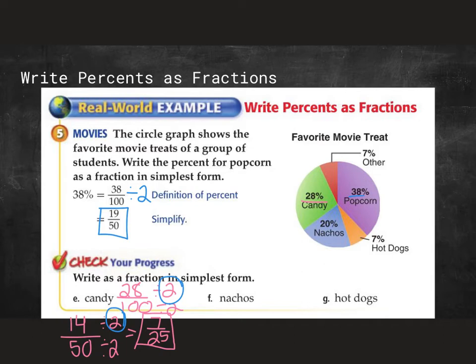Skipping over nachos, we're going to look at hot dogs. Hot dogs, 7% of students say that's their favorite. So I'm going to put 7 over 100. And I'm racking my brain: 7 and 100, I don't think that can be simplified, because 7 can only be divided by 7 and 1. 100 can't be divided by 7, and dividing by 1 doesn't change anything. So my fraction for 7%, like hot dogs, is just 7 over 100.